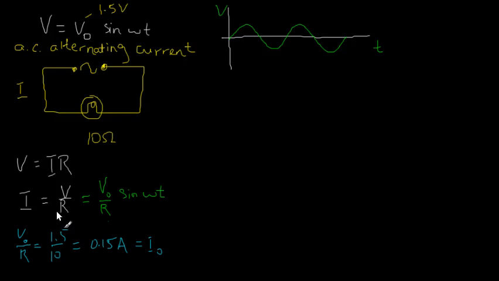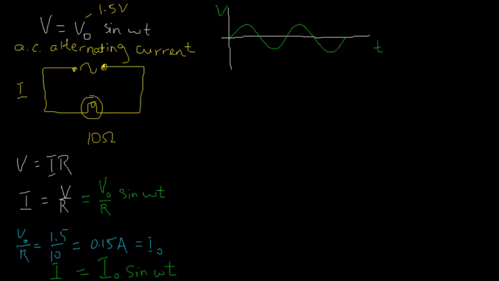So this means that I can write the current I as I naught times sine omega t. Write it down here. So the current I can be written as I naught times sine omega t, in the same form as the formula for the voltage.